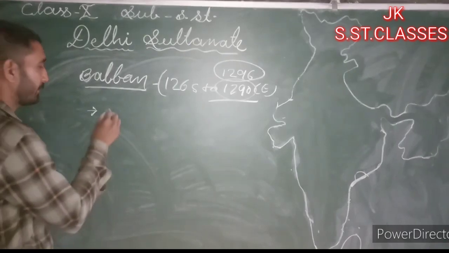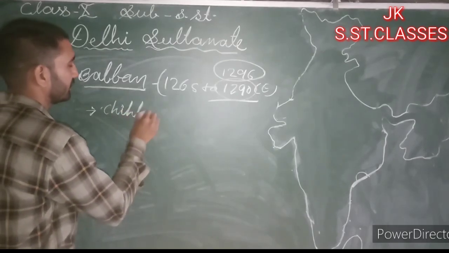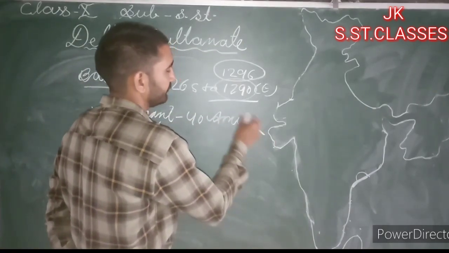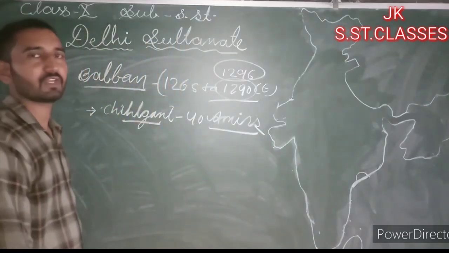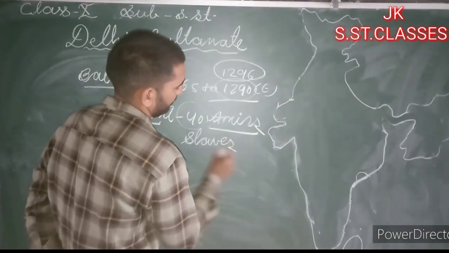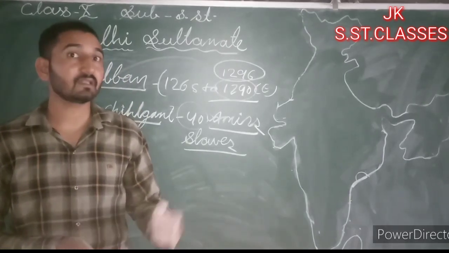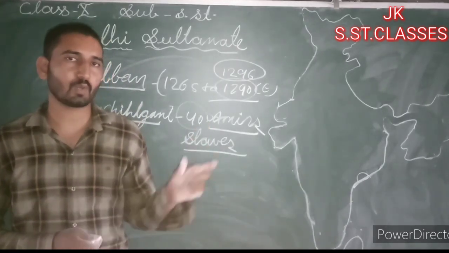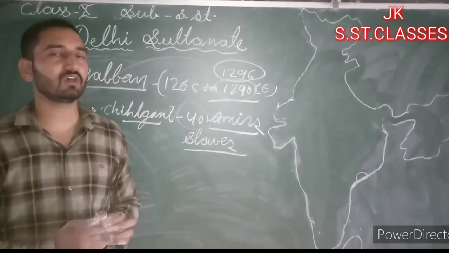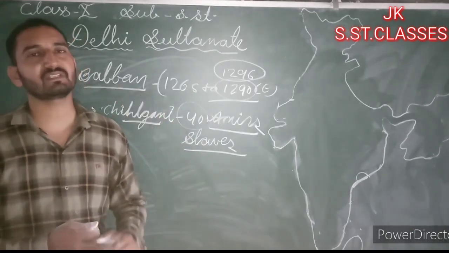Balban was related with Chihalgani, which was a group of 40 amirs, means 40 slaves actually. What I mean to say is, there were 40 slaves in the court of Iltutmish, and these 40 slaves were known as Chihalgani. So Chihalgani was a group of 40 slave amirs present in the court of Iltutmish. And after the death of Nasruddin Mahmud, Balban declared himself as the next ruler.